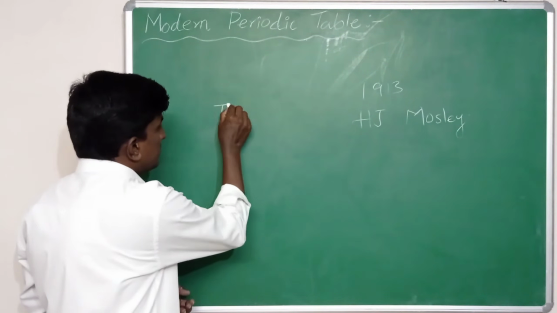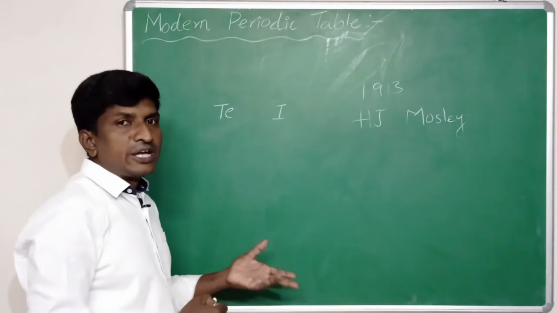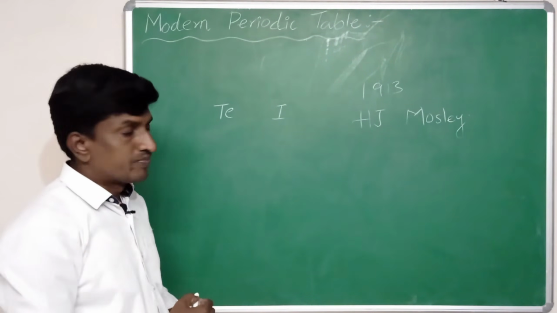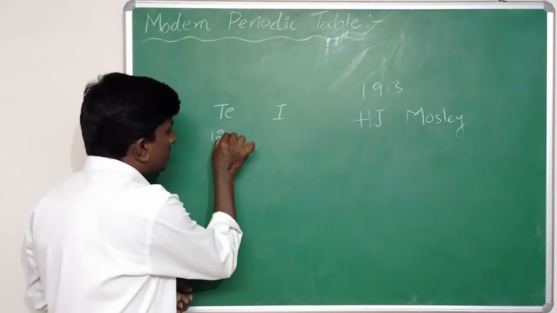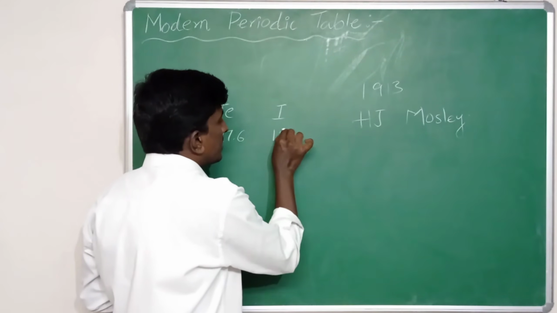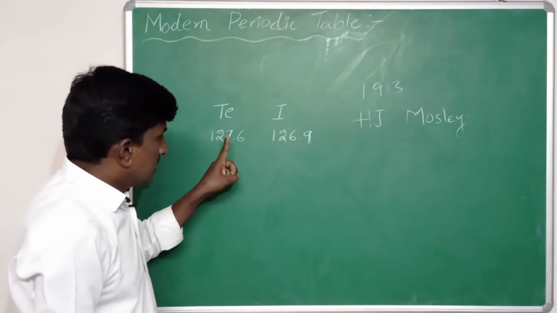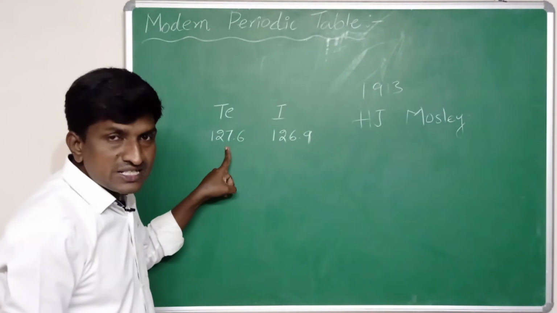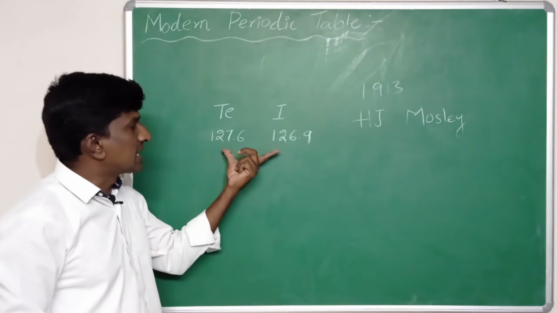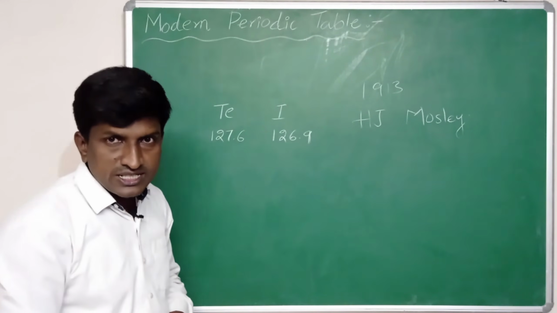Here in Mendeleev's periodic table, tellurium is arranged before iodine, even though tellurium has more weight than iodine. The atomic weight of tellurium is 127.6 units, whereas iodine has 126.9 units. So here tellurium is placed before iodine. This arrangement, placing the higher atomic weight atom before the lower weight element, is said to be an anomalous series.